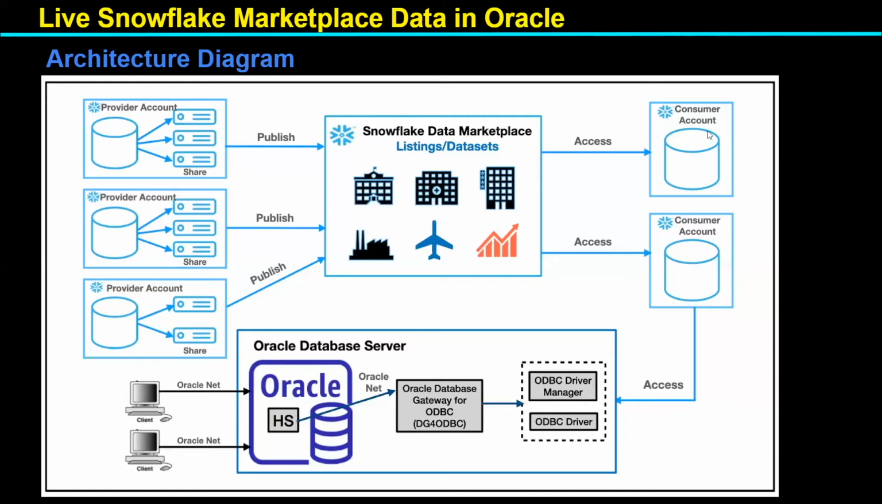And on the other side, we have consumer accounts. In this architecture diagram, I am showing 2 consumer accounts. Consumers can come to this marketplace page and they can explore, discover the data under different categories, finance, healthcare, life science, and they can get the data they need. This is the Snowflake part where data providers are publishing the data and consumers are discovering and getting the data.